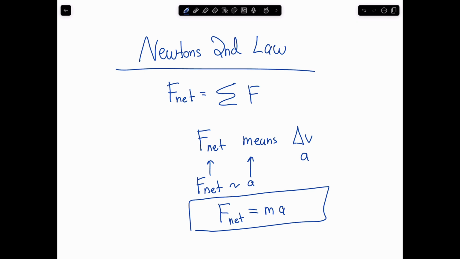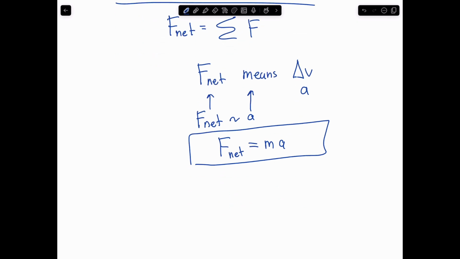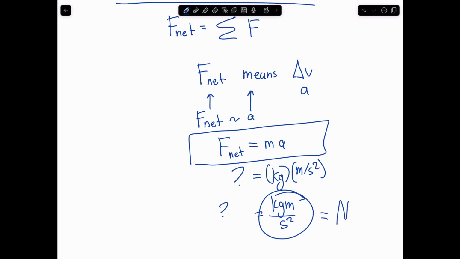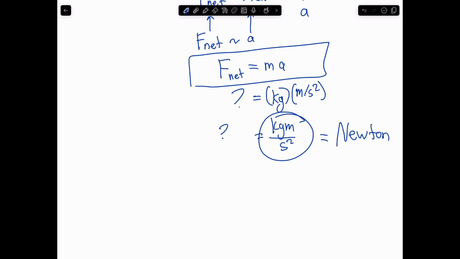Let's check out the units involved with this equation. We've got mass, which is written as kilograms, times meters per second squared equals something. Kilogram meters over second squared is the unit for force. And this is called a Newton. It's very commonly written as just N. So, for example, I'm pushing something with 10 newtons of force to the right.